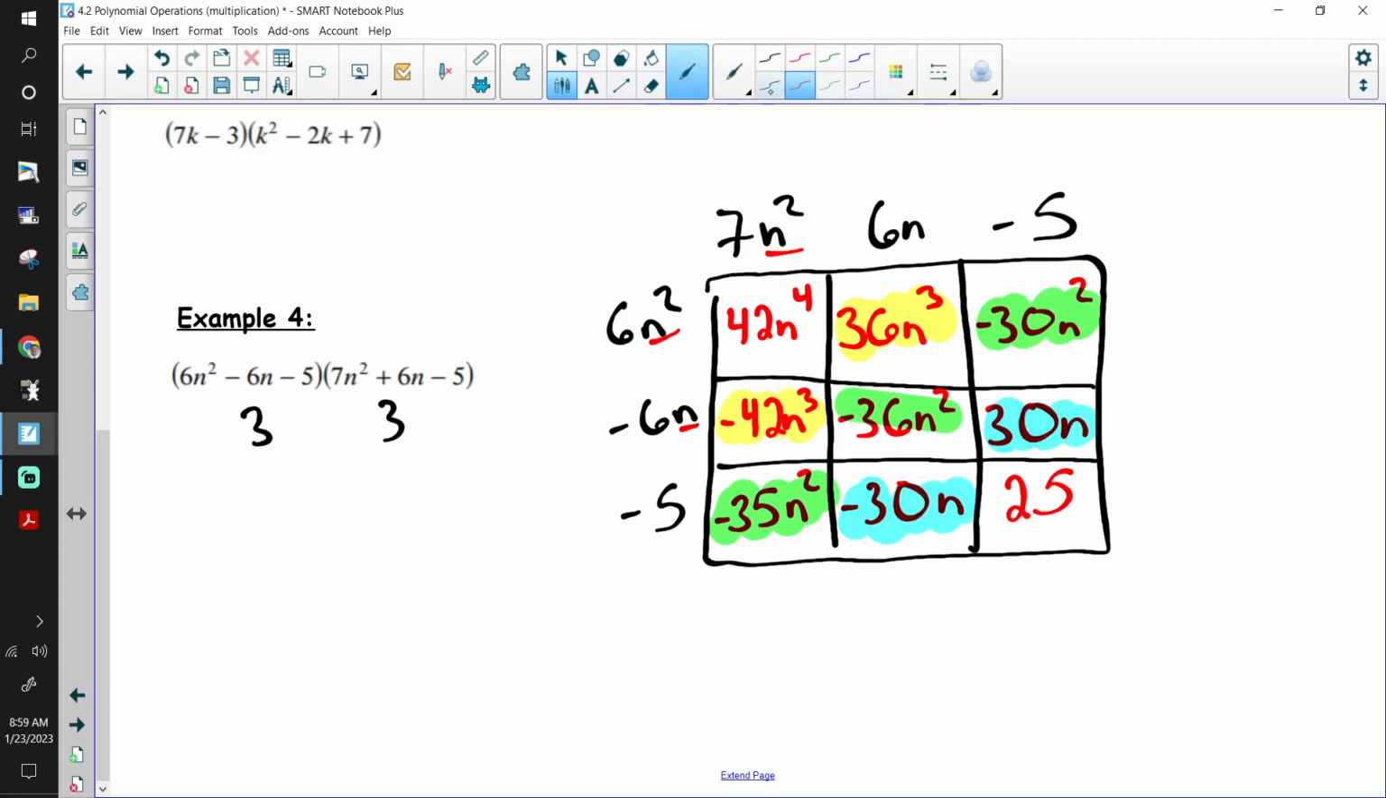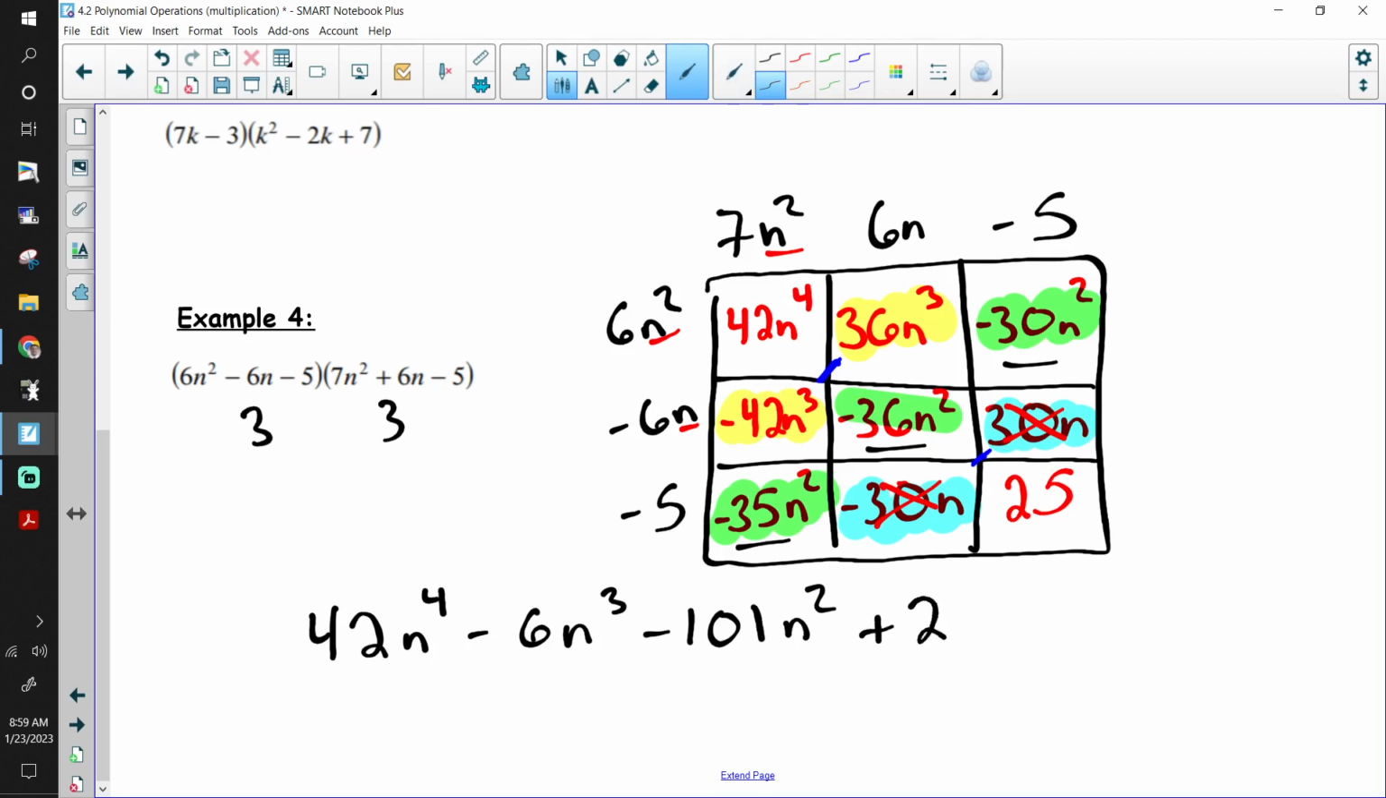Okay, so I'm just going to start putting these in order. I have 42 n to the fourth first. Okay, add together my next two, these two right here. Negative 42 plus 36 is negative 6 n to the third. Okay, I'm going to add all three of these together. Negative 30 plus negative 36 plus negative 35 is negative 101 n squared. When I add my next two together, these actually cancel each other out. 30 and negative 30 make 0, so they're gone. And plus 25 at the end.